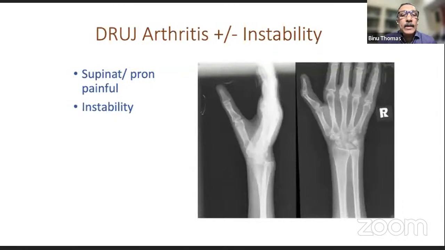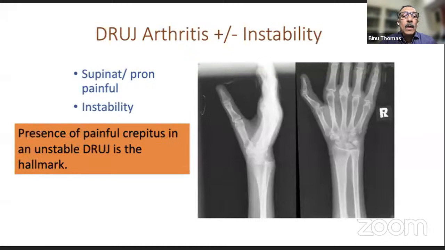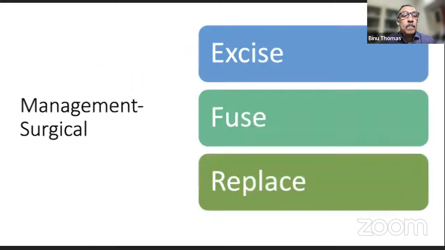What happens when there is arthritis associated with instability or incongruity? Usually the supination and pronation are painful, with or without instability in these situations. Like here you can see there is a definite arthritis in the distal radioulnar joint articulation. Clinically, it is characterized by crepitus. So always, whenever the patient comes late, look for this crepitus. Crepitus is an important hallmark of arthritis, even if sometimes radiographically it may not be seen.